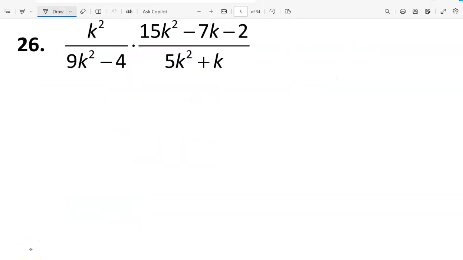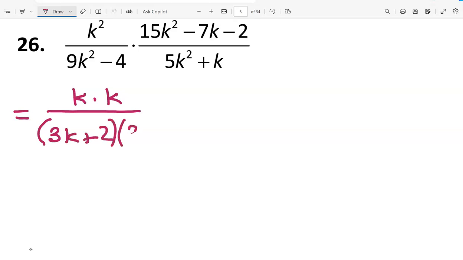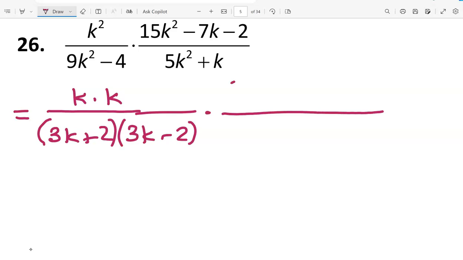In 26, we have a multiplication, so I'm going to factor the numerator of the first fraction. K squared can be written as k times k. 9k squared minus 4 is the difference of squares: 3k plus 2 times 3k minus 2. And then we can factor the numerator of the second fraction. And you may want to do this off to the side if you're factoring by grouping and splitting the middle term. However, the end result should be 5k plus 1 times 3k minus 2.